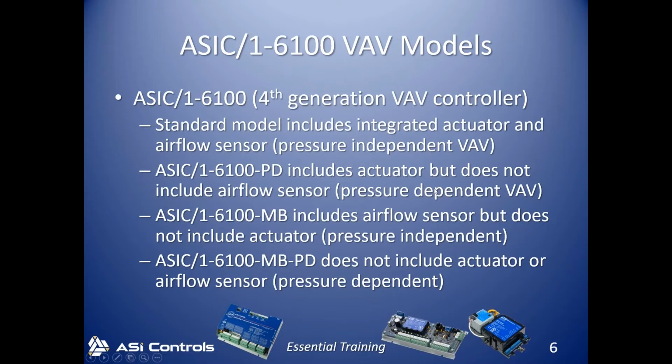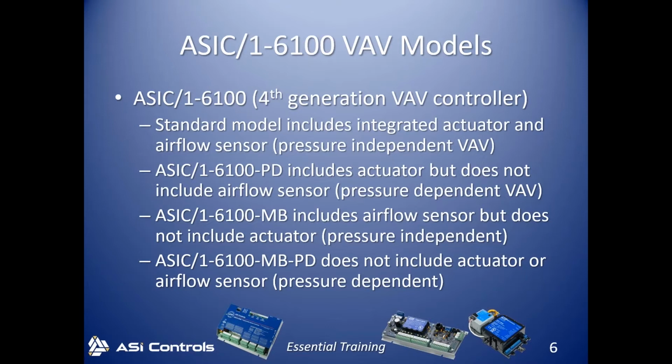So the ASIC 1-6100 is our 4th generation VAV controller, and actually our company was started back in 1986, so what's that, 34 years ago, as the first company to make a standalone digital VAV controller. So that's what we've been doing longer than anybody. And so the 6100 comes in a few different versions.